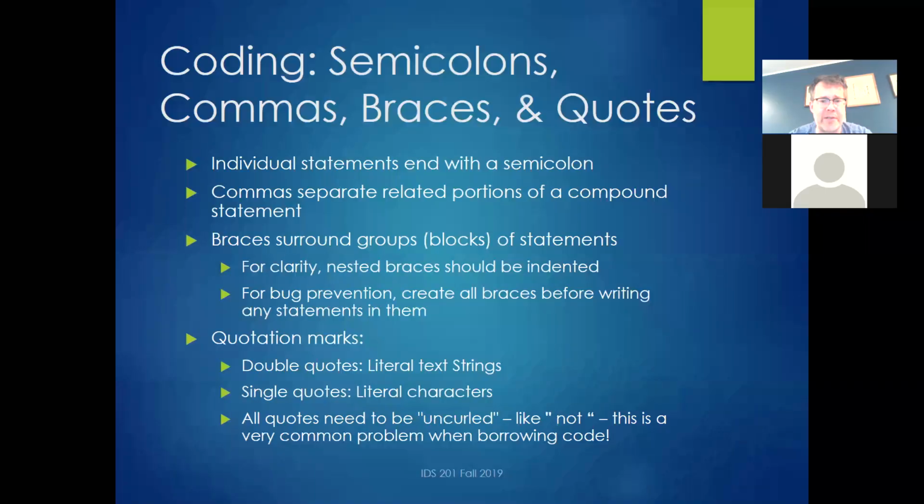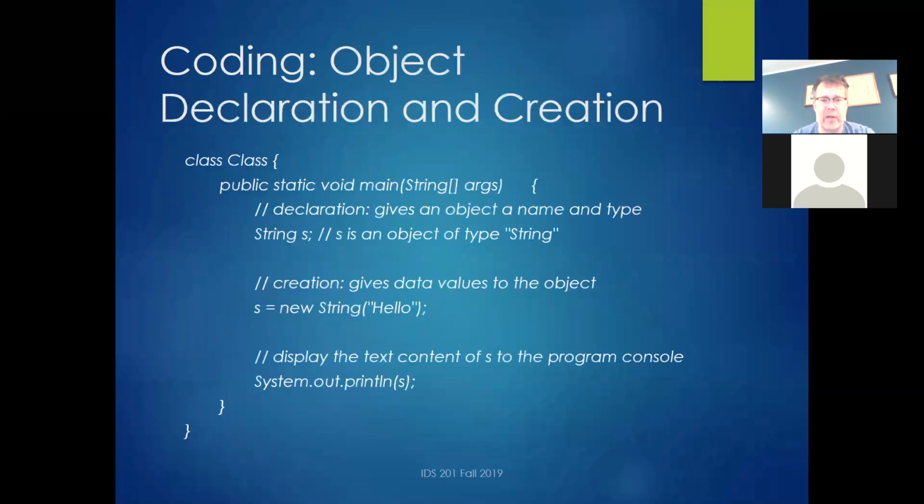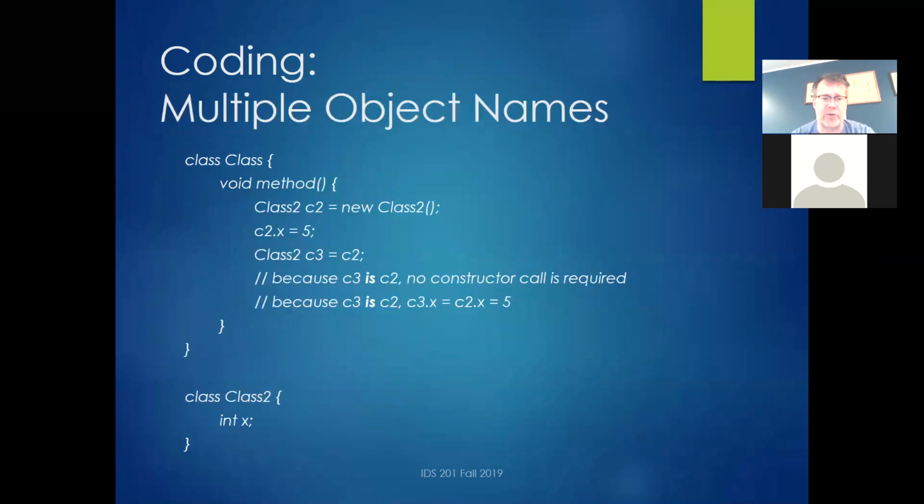Okay, so that's braces. Last, quotation marks. There are two kinds of quote marks, double quotes and single quotes. A double quote in Java refers to a literal text string, like we've done when we set some data to a string, like here, new String("hello"). The word hello is encased inside double quotes. That means it's a string. Java recognizes that as a string.